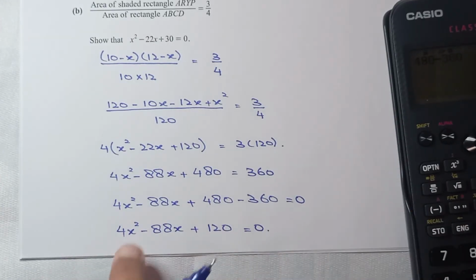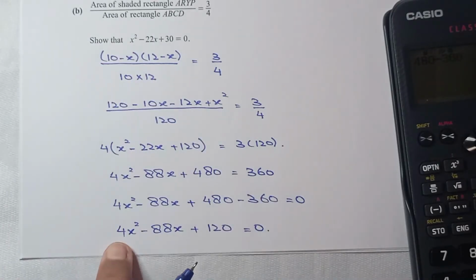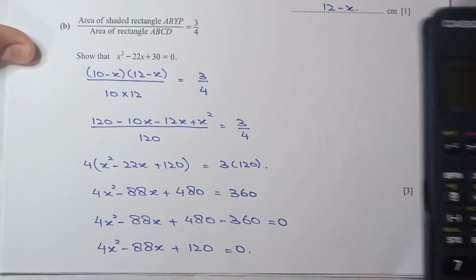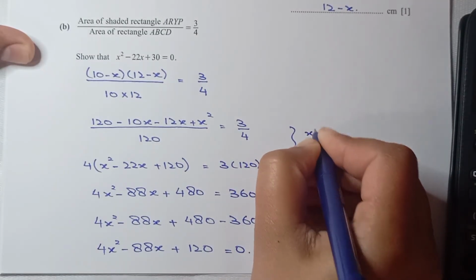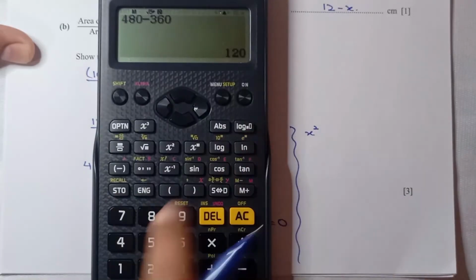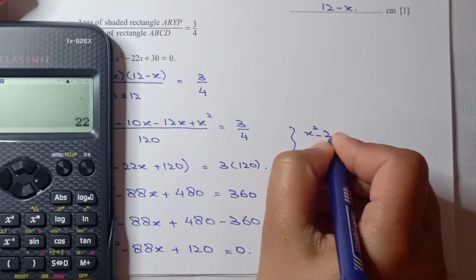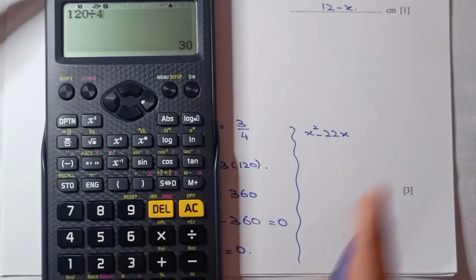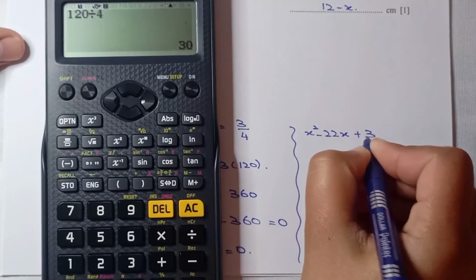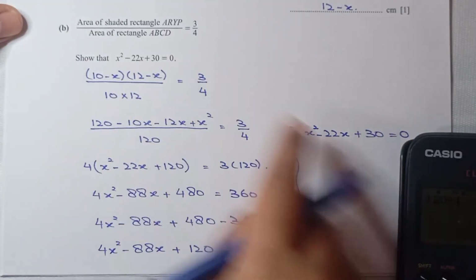If we compare this equation with the given one, you can see the x square coefficient is 1. So we need to divide the overall equation by 4. After dividing by 4, we have x square, 88 divided by 4 would be 22, so negative 22x, and 120 divided by 4 would be 30, plus 30. This would be equal to 0. So we have got the same equation.